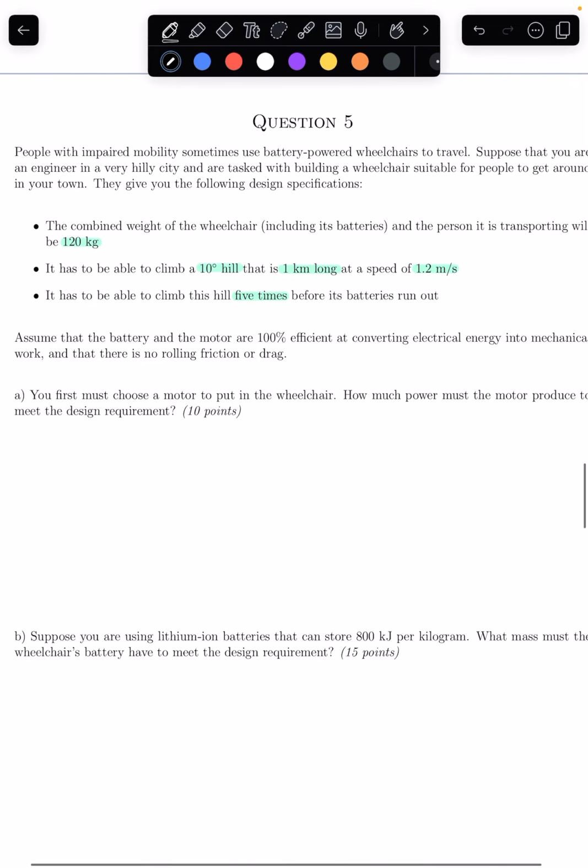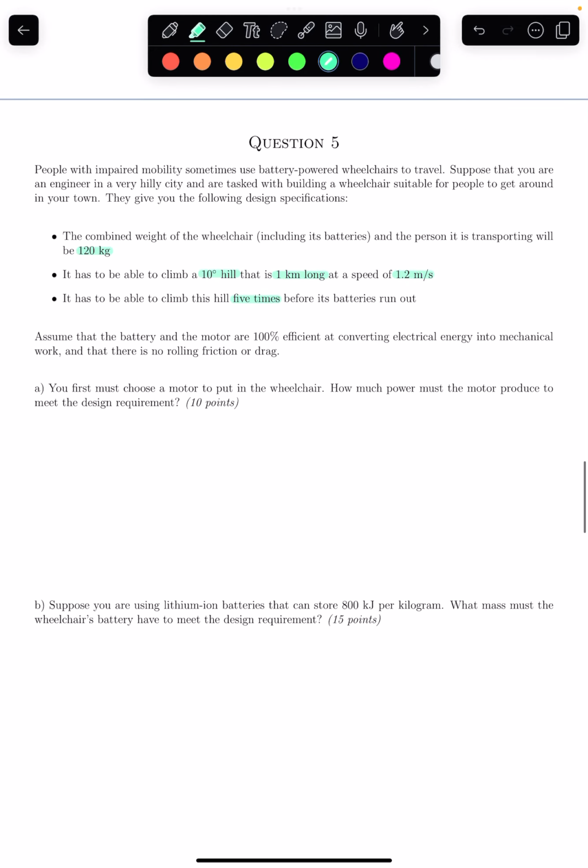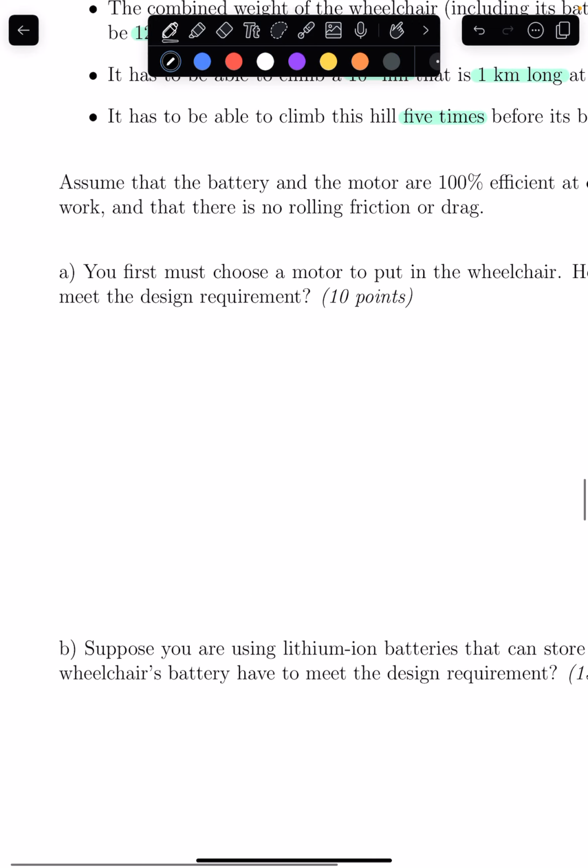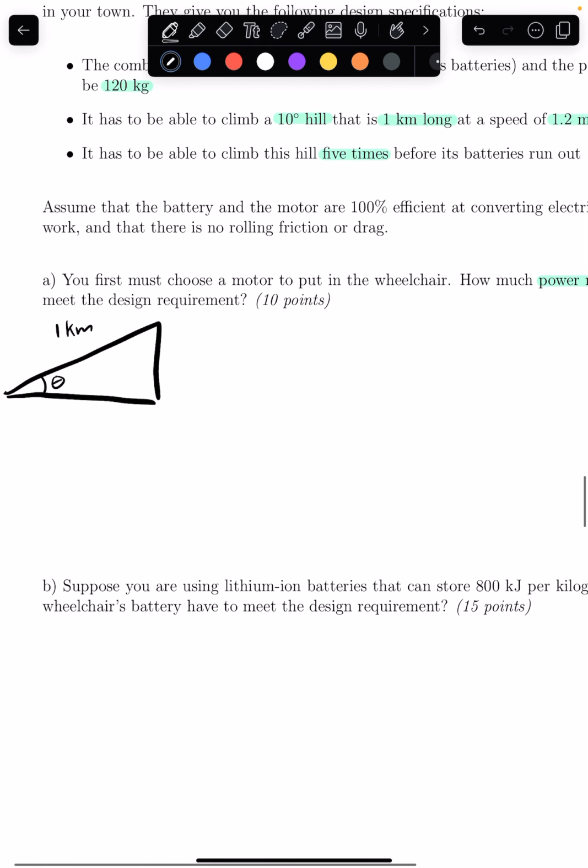For question 1, we're trying to figure out how much power the motor has to produce to be able to meet this design requirement. I'm going to start by just drawing a quick picture. This is our 1 kilometer here, which is just 1,000 meters. This is our angle, which is 10 degrees. And these are the requirements we must fulfill.